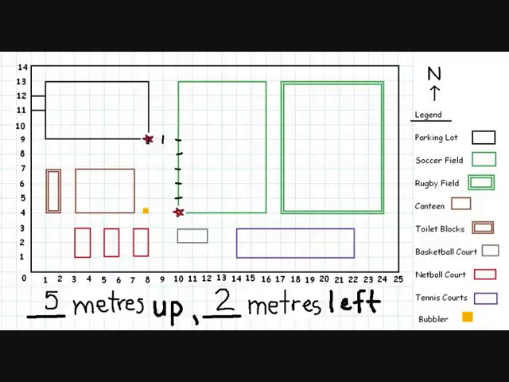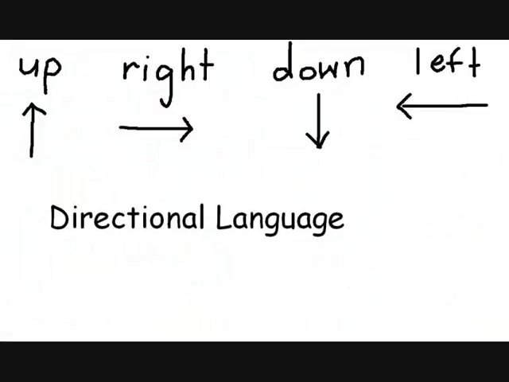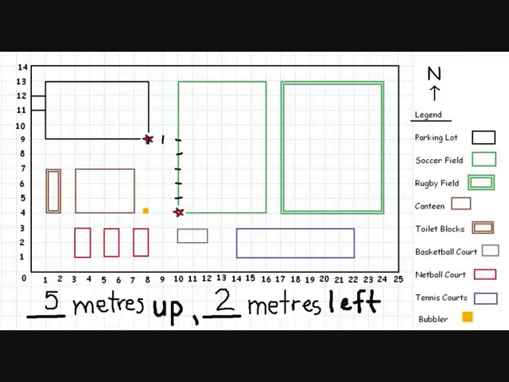So what did we learn today? We learned to explain the movement of an object on a grid reference map, we need to use directional language. Directional language just means up, right, down, or left. Directional language just means which way does it move. But we also need to make sure we say how far it moved. How many units did it move? Or if you know that 1 unit equals 1 meter, you could say how many meters it moved. And that is how we explain the movement of objects on a grid reference map.